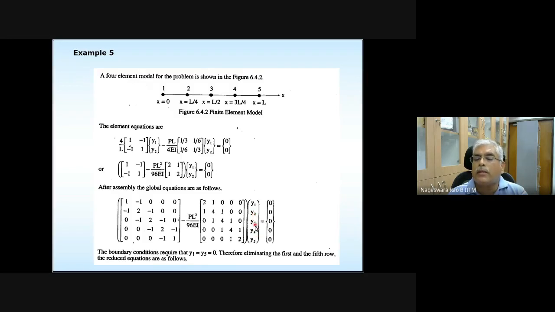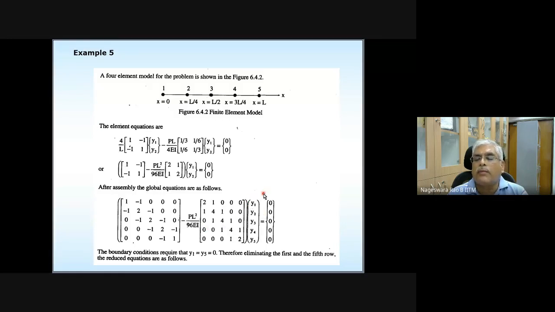Before you solve for y2, y3, y4, since this is an eigenvalue problem, for a non-trivial solution, whatever reduced stiffness matrix you get, the determinant of that should be equal to 0. Based on that condition, you determine the eigenvalues. Once you get the eigenvalues, you substitute each of the eigenvalues and get the eigenvectors. So that is the procedure.